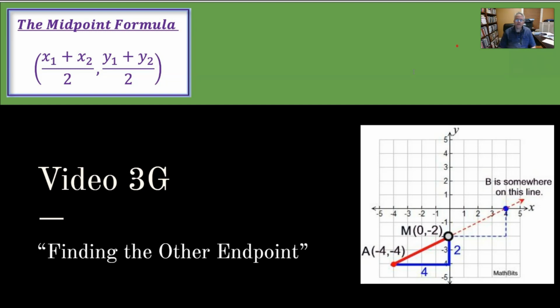This is the last video for this learning target. We've reached the top of the mountain. In this video, we're going to learn how to find the other endpoint. So if we're given one endpoint of a segment and the midpoint, how do we find the other endpoint?